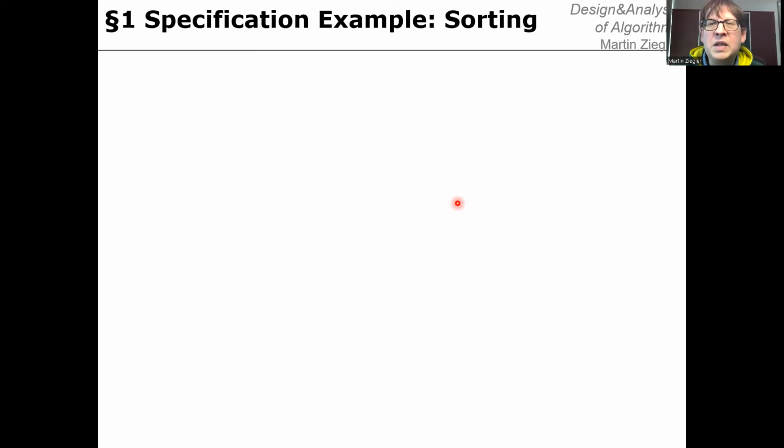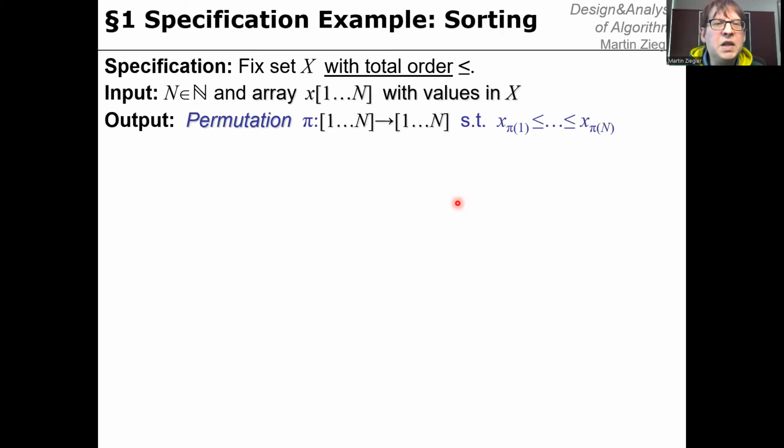But to give you an example of the importance of specification, here's one example specification, right? So first we fix the setting. The setting is a set X equipped with a total order, right? We need a total order. Otherwise, the sorting problem cannot be fully specified, right? If two elements cannot be compared, if it's only a partial order, then which one is supposed to be first?